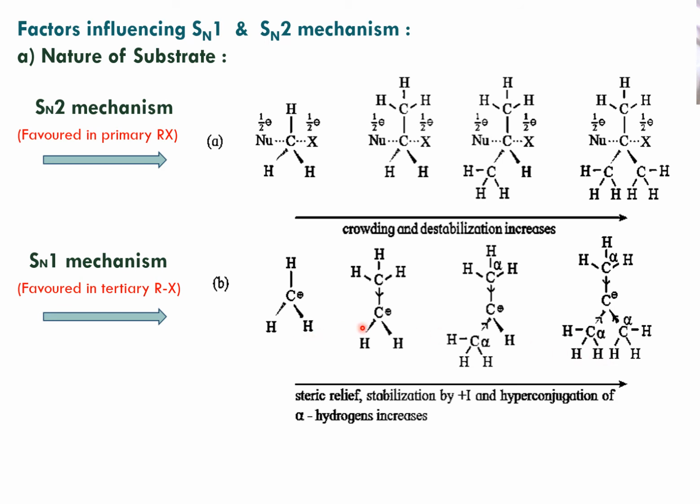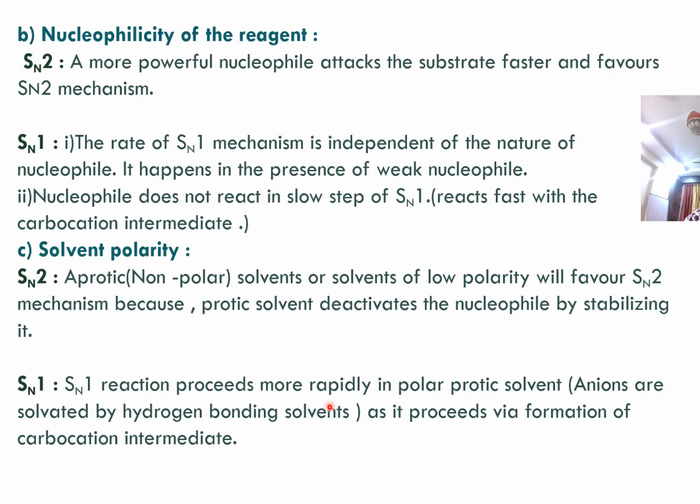Okay. So here you see the carbocation stability is going to affect the rate of the reaction or their formation. The more the stability, the more the possibility of their formation. So the SN1 mechanism will be favored with the tertiary alkyl halide. Clear? So the second factor on which the rate of the reaction depends is the nucleophilicity of the reagent. A more powerful nucleophile attacks the substrate faster and favors the SN2 mechanism.